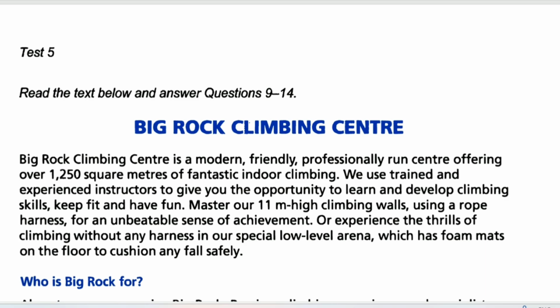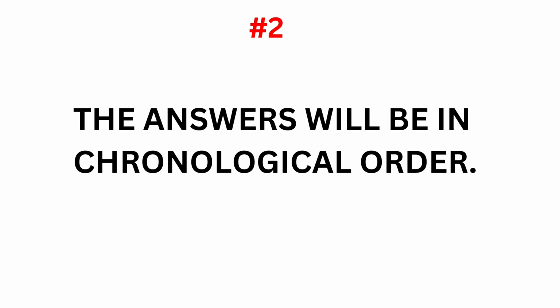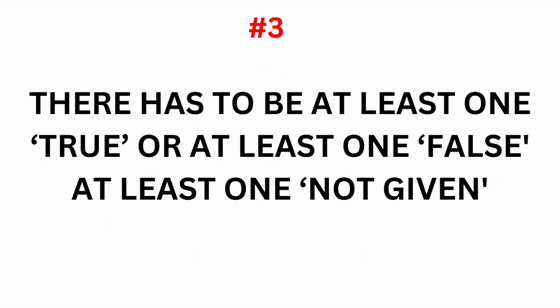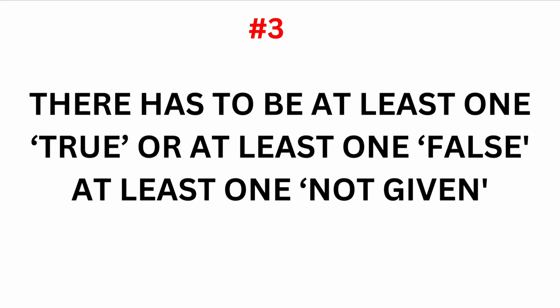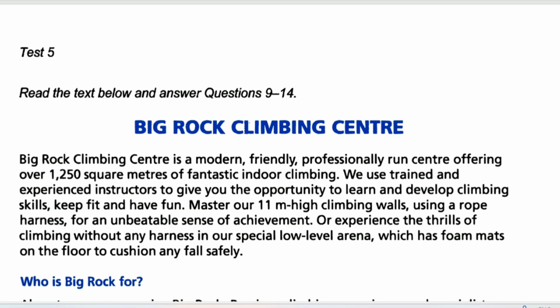Point number 2, answers will be in a chronological order. Point number 3, there has to be at least one true, at least one false, at least one not given. So once you're done with all the questions, just double check at the end whether or not you have satisfied this condition. If yes, congratulations. If no, it means you have made some mistakes.